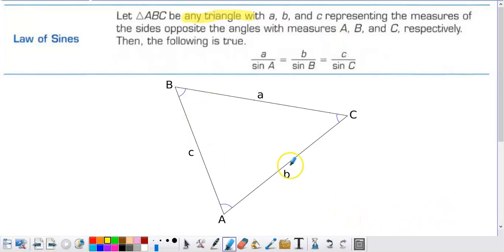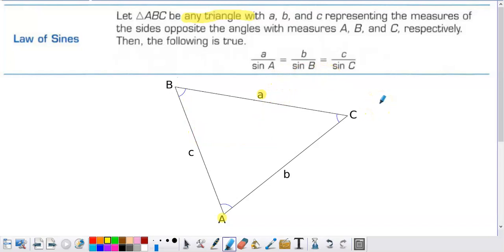So if you look at my diagram here, we should be able to make decent sense out of what that sentence really said. Here's side lowercase a. The angle that's opposite that side is going to be labeled with capital A. And you see that lowercase c and capital C are opposite of each other, and lowercase b and capital B are opposite of each other. Then this equation is true.